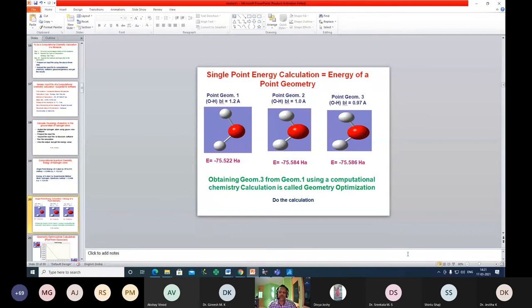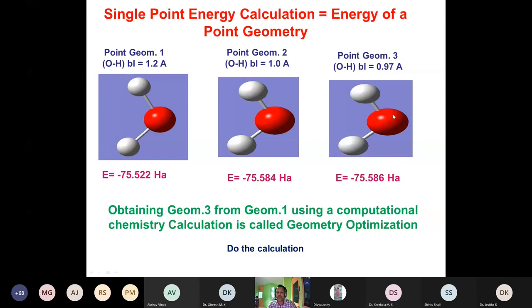Next, we are going to do a geometry optimization. In this picture, you can see you have three geometries: point geometry one, point geometry two, and point geometry three. In the geometry optimization process, we start from point geometry one. Optimization procedure means we change the geometry, we find the single point energy. Again, we change the geometry, we find the single point energy. At a particular stage, the calculation stops, and we obtain a stable point geometry. So here, the stable point geometry is point geometry 3.